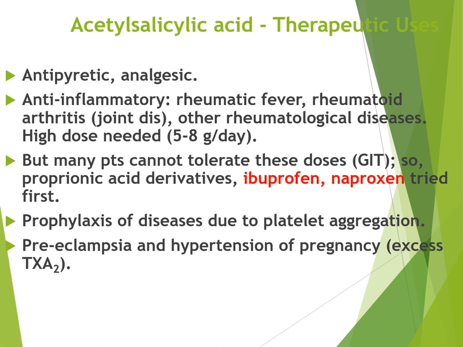Acetylsalicylic acid is used as an antipyretic, analgesic agent. As an anti-inflammatory, it is used for the treatment of rheumatic fever, rheumatoid arthritis, joint disease, and other rheumatological diseases. But for treatment of these diseases, a very high dose is needed, about 5 to 8 grams per day. But many patients cannot tolerate these doses. So propionic acid derivatives, ibuprofen, naproxen, we try to use first. It is also used for prophylaxis of disease due to platelet aggregation.